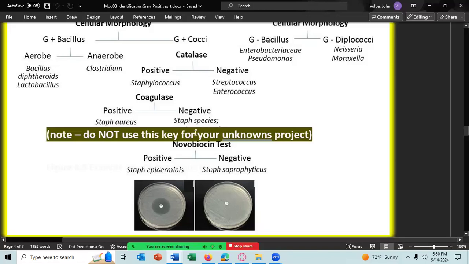If it's novobiocin positive, meaning you've successfully gotten a zone of inhibition around the novobiocin antibiotic, then it's Staphylococcus epidermidis. If, on the other hand, it's novobiocin resistant or negative, then it's Staphylococcus saprophyticus.